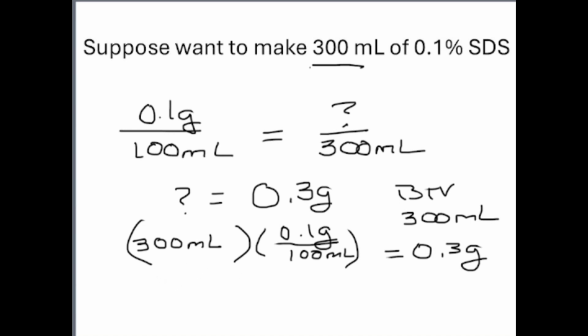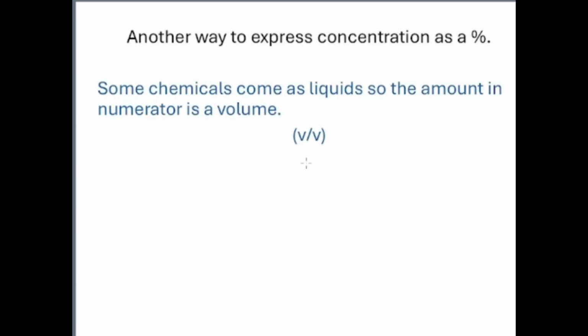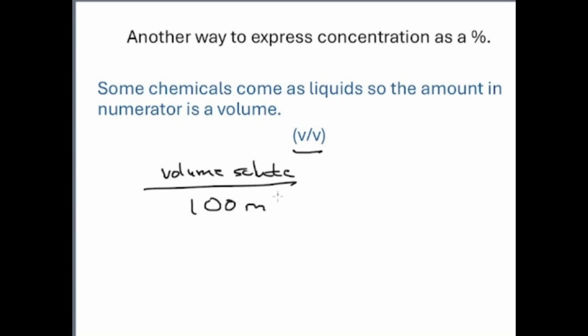Okay, let's go on to look at some other kinds of problems. Another way to express concentration as a percent is a V/V. And that's for chemicals that come as liquids. So if a chemical comes as a liquid, we have a volume in the numerator and a volume in the denominator. So that would be the volume of solute in the numerator per 100 mils of solution. That's what a V/V means. So let's look at an example of that.